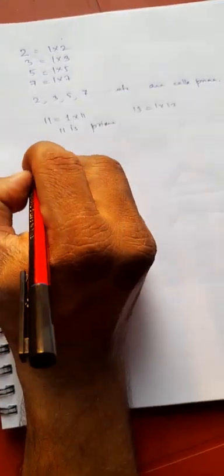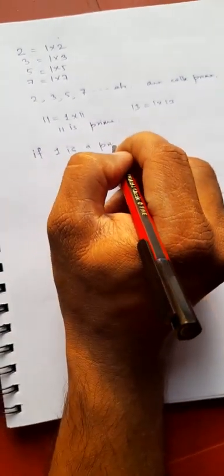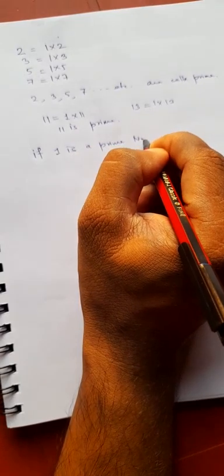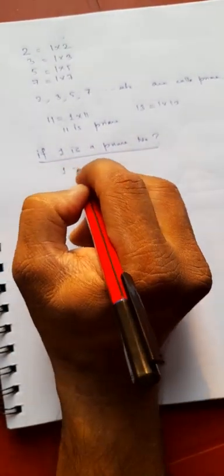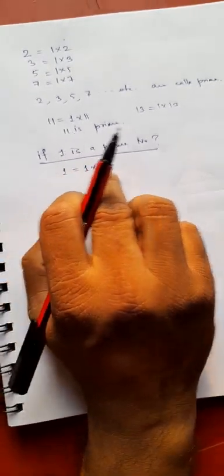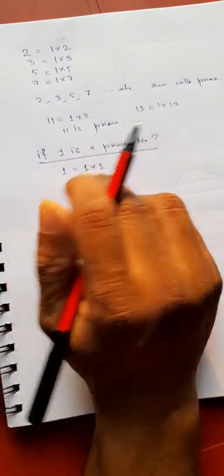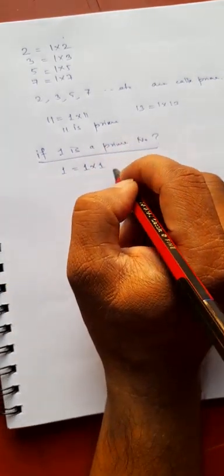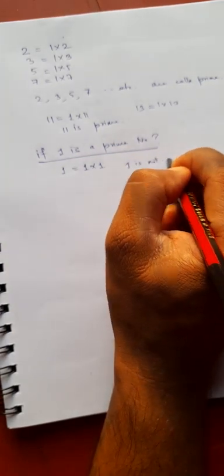Now if 1 is a prime number, you see 1 equals 1 multiplied by 1, it looks like it has two factors, but it is a repetition of the same number. That is why 1 is not a prime number.